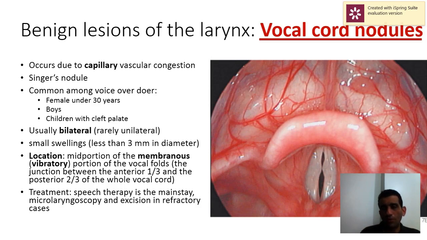One of the important benign conditions is vocal cord nodules, which are common in females under 30, and common in children and boys. They are usually bilateral but may be unilateral, small swellings about 3 mm in diameter, almost always at the junction of the anterior one-third, the membranous part, and the posterior two-thirds of the vocal cord. A patient with vocal cord nodules will present with persistent hoarseness of voice. Aggressive speech therapy is the mainstay. Failure of speech therapy may need microlaryngeal surgery.